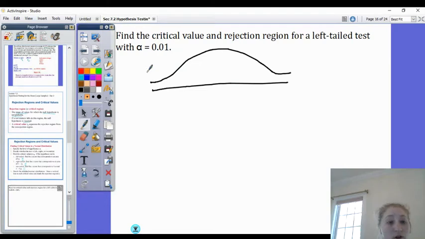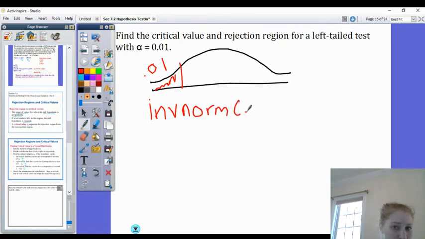Okay, so since we're dealing with the left, that means I'm going to have some Z here, and this is going to be an area of 0.01. Okay, so what we're going to do is you can use inverse norm on your calculator, or you can look at your chart. And if you do inverse norm of 0.01, you're going to get a z-score of negative 2.33.